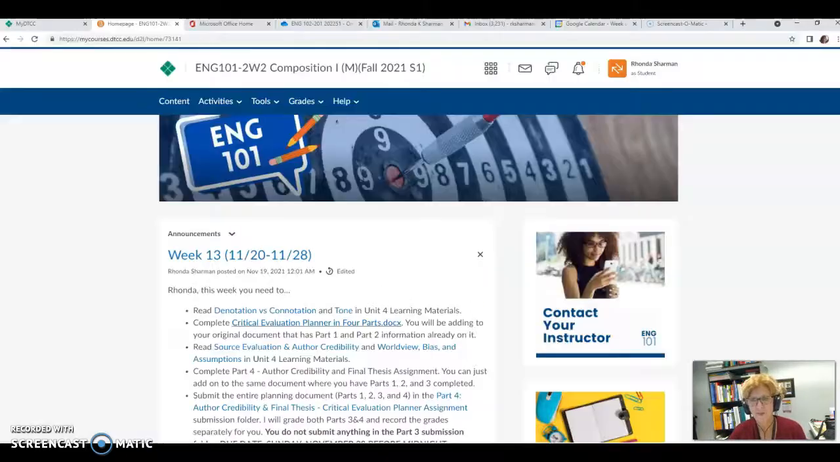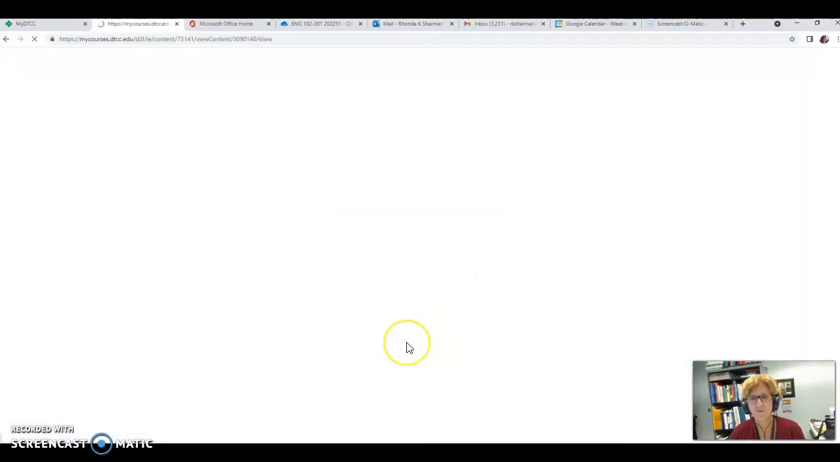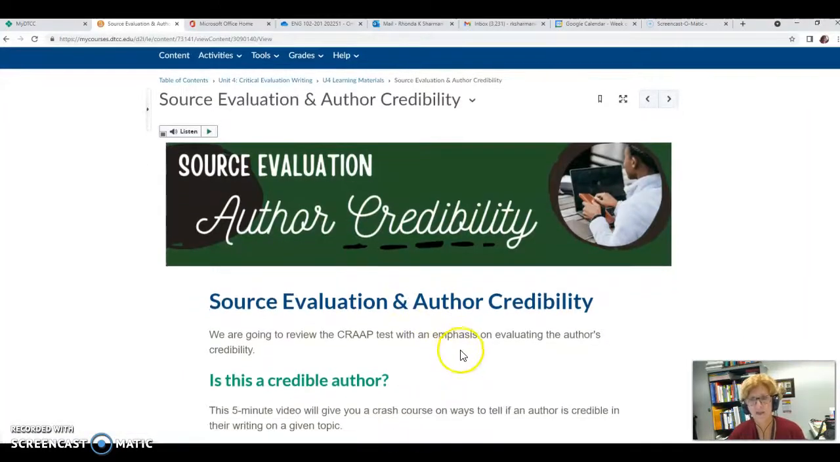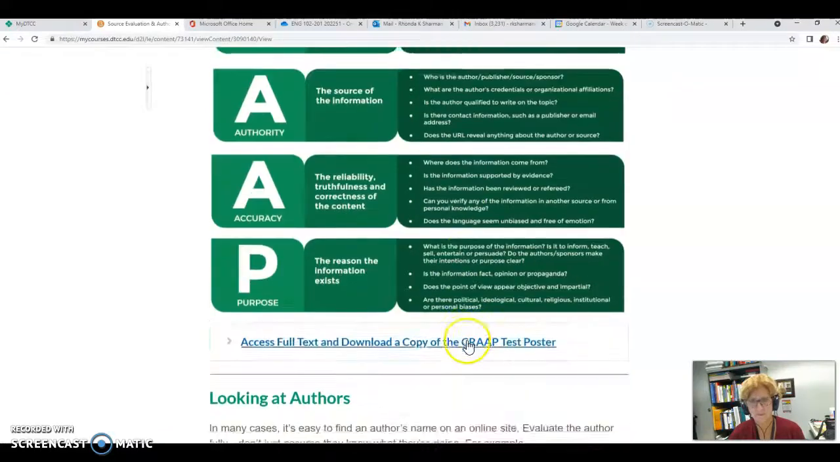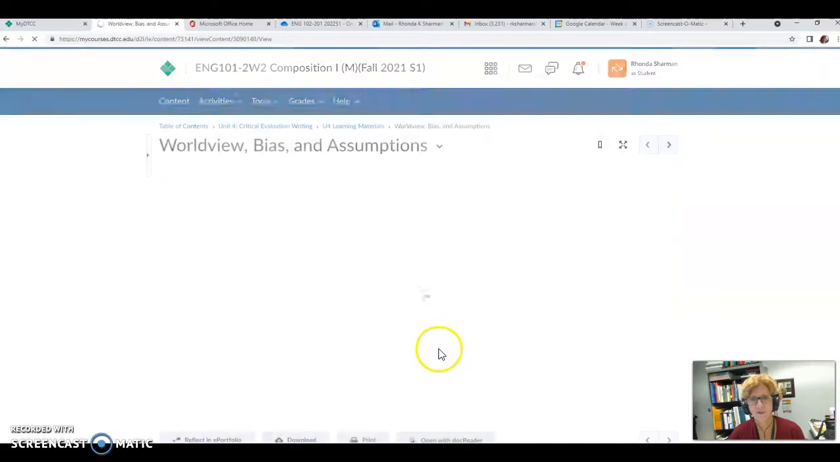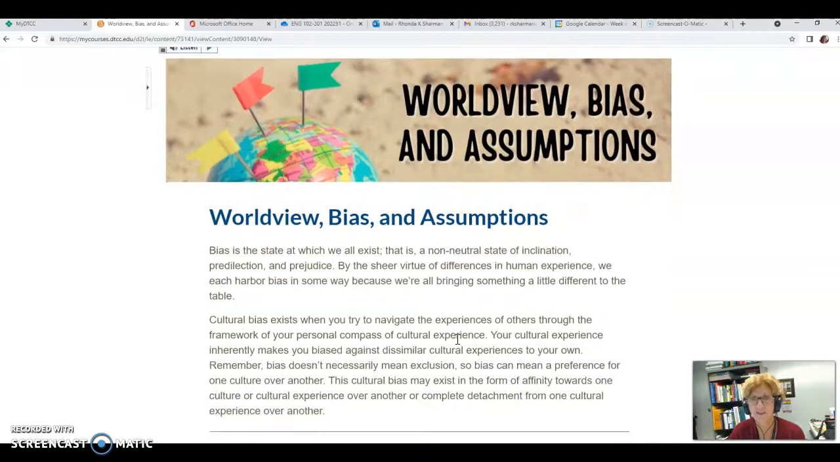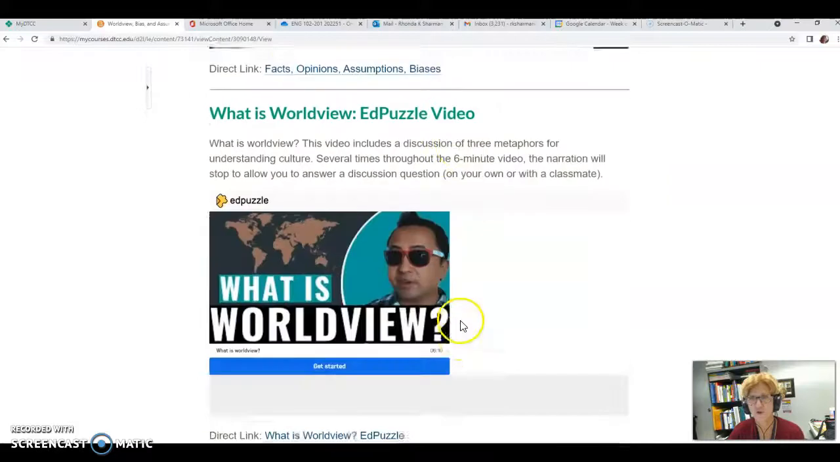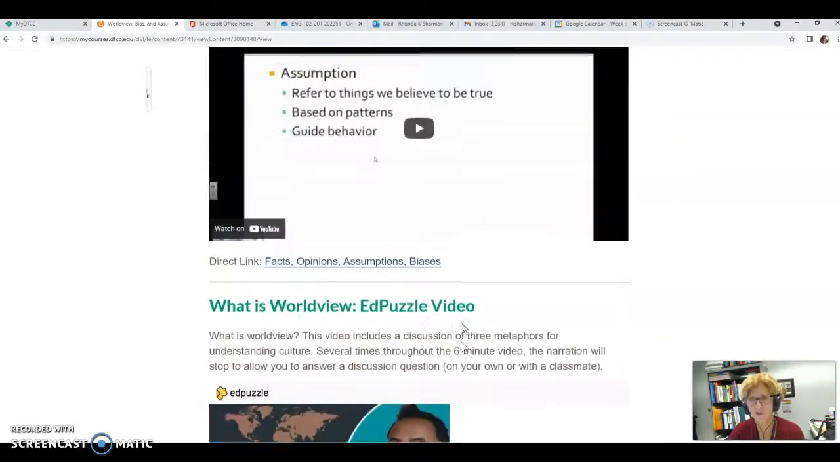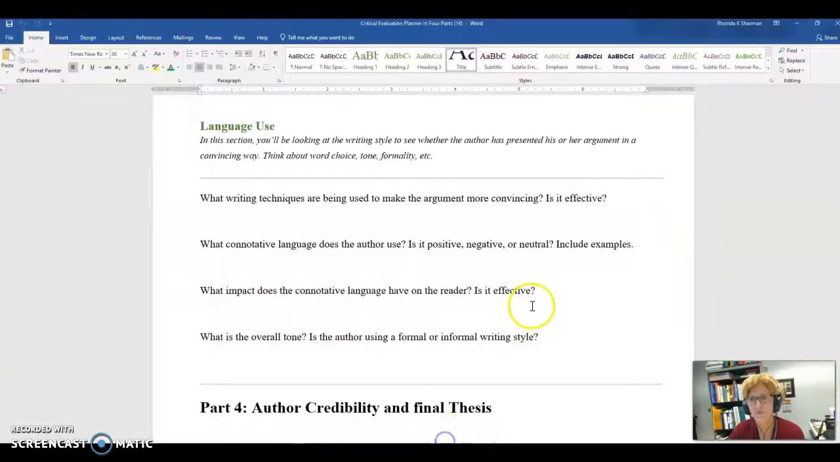All right, then you're ready to go back to do some more reading. Before you can complete part 4, you need to read source evaluation and author credibility. So go through that material and then also read through the section on worldview, bias, and assumptions so that you understand what those terms mean. Be sure that you go through those materials. Once you're done with that, you're ready again to go back to your planner.